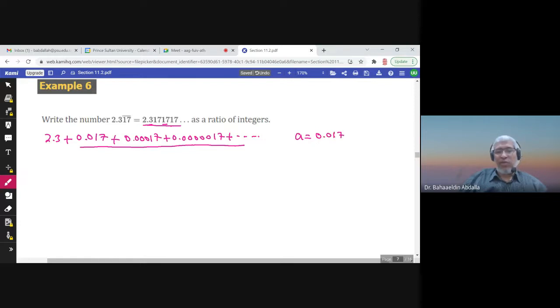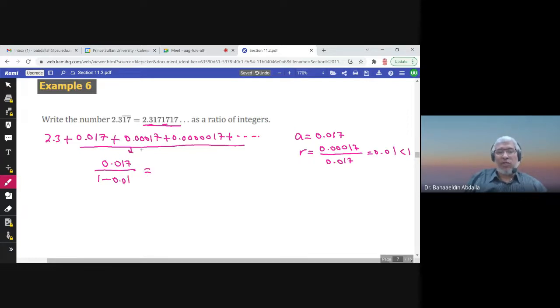0.017. This is the first term. And you can find R by dividing the second term, for example, by the first term, or any other term. If you divide any term by the previous one, you will find that this is in fact a geometric series with R equals 0.01. And this is less than 1. So it is a convergent geometric series. And the sum of this geometric series would be equal to A over 1 minus R.